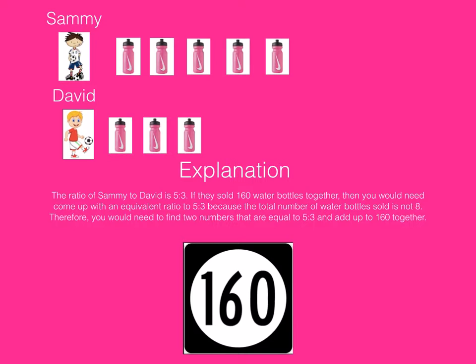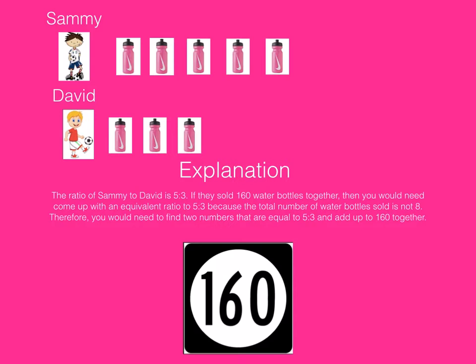Okay, so if you wanted to really understand the problem, basically, the ratio is 5 to 3, and if they sold 160 water bottles together, then you would need to come up with an equivalent ratio to 5 to 3, because obviously the amount together was not 8, which is what the ratio 5 to 3 is showing. So you would need to get an equivalent ratio to 5 to 3 that would equal 160 water bottles.